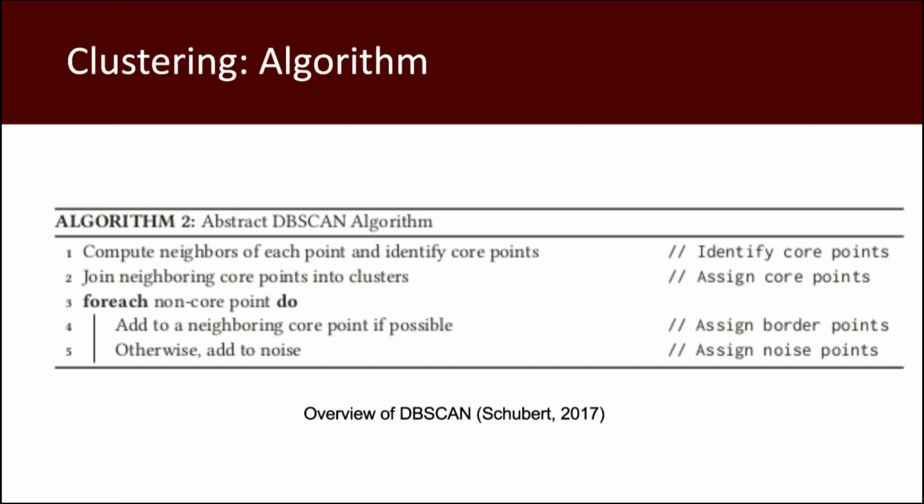The overview of the dbScan is that it starts by computing the neighbors of each point and identifying which ones are core points. It then joins the neighboring core points into clusters, and for every point that's remaining, it will either add it to a core point or classify it as noise.